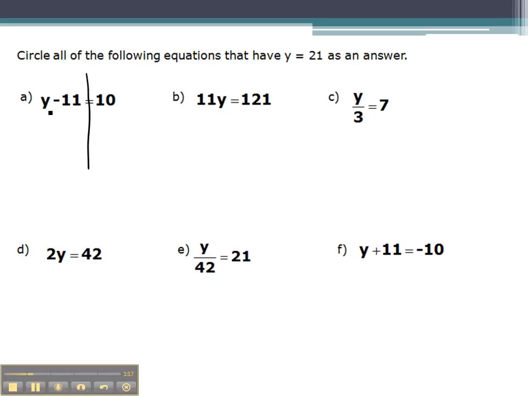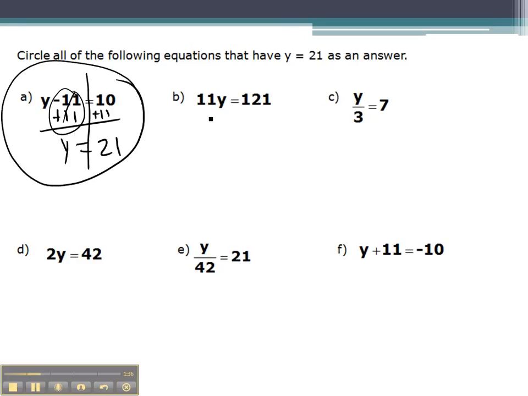This first one, on the left hand side we have y minus 11. On the right hand side we have 10, so I'm going to undo the subtraction with addition. Add 11 to both sides. That equals 0, so y equals 10 plus 11 is 21. So this first one does have a solution of y equals 21.